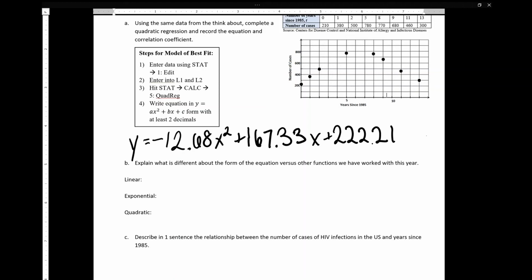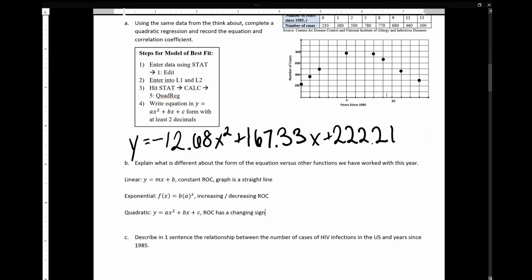Explain what is different about the form of the equation versus other functions we have worked with this year. So again, the three main functions that we have are linear, exponential, and quadratic. We know that for a linear equation, we're typically in the form y equals mx plus b with a constant rate of change and our graph is a straight line. For an exponential function, I typically have f of x is equal to b times a to the x power. We have an increasing or decreasing rate of change, meaning it's not constant, and that our graph is that curve that we know. For a quadratic function, we're typically in the form y equals ax squared plus bx plus c, so our standard quadratic form, with a rate of change that has a changing sign, meaning again, part of my graph has a rate of change that is positive, and the other part has a rate of change that's negative.